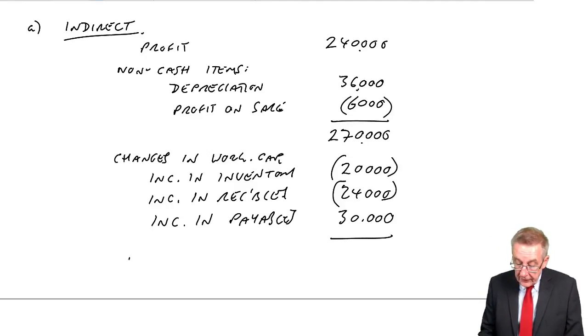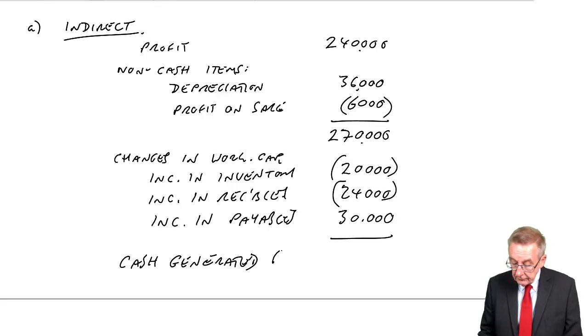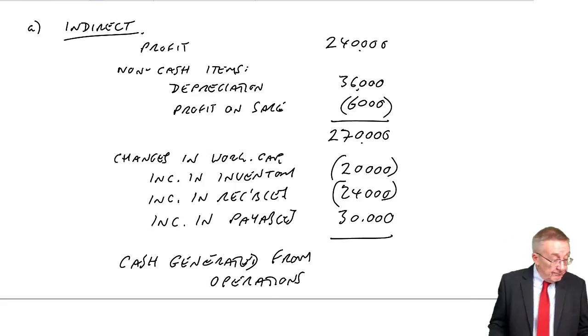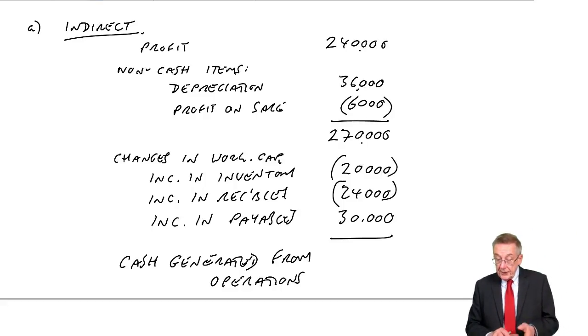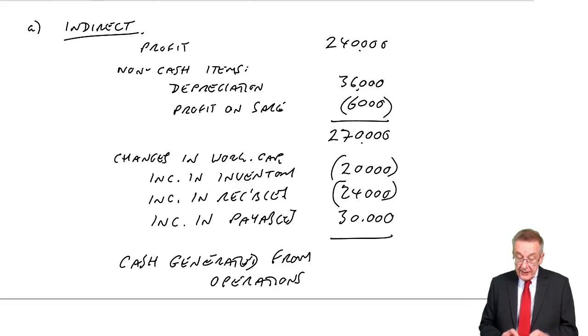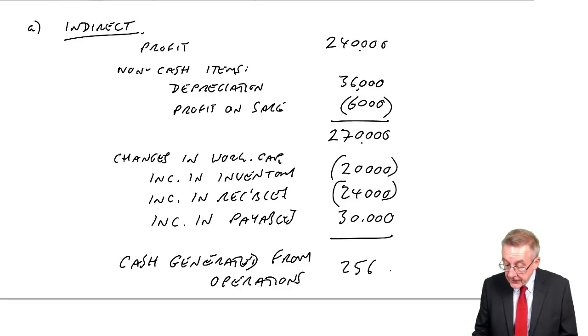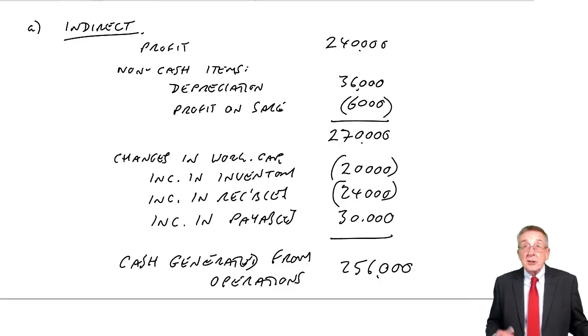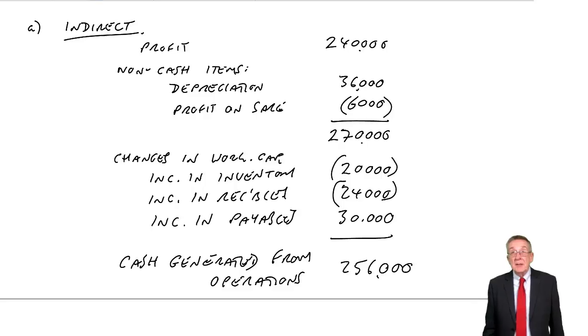And so after adjusting for those, the cash generated from operations, got my calculator, 270 minus 20 minus 24 plus 30, 256,000. Now that's all we're asked for here in a full statement.